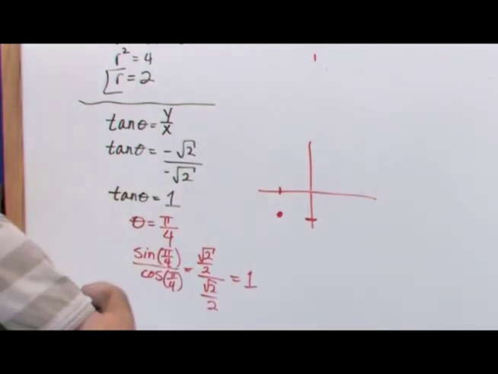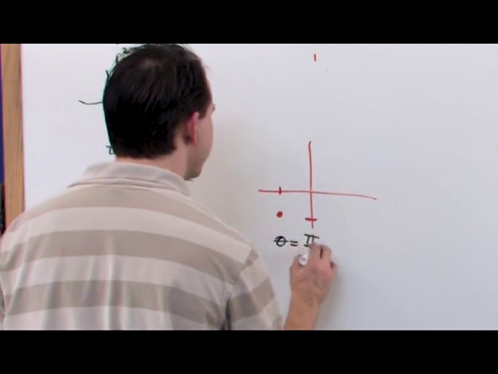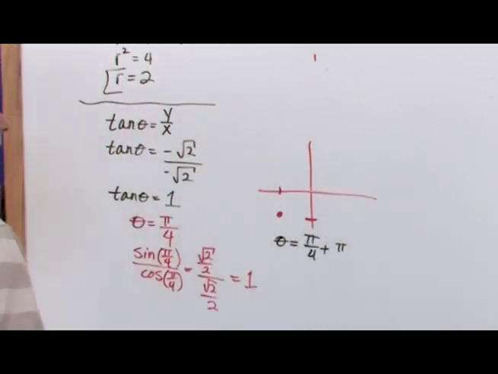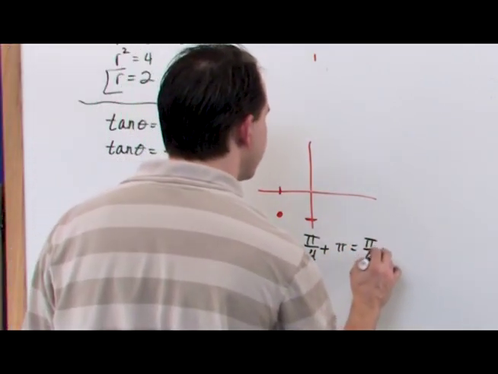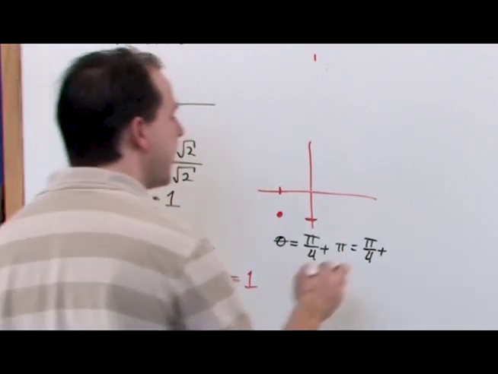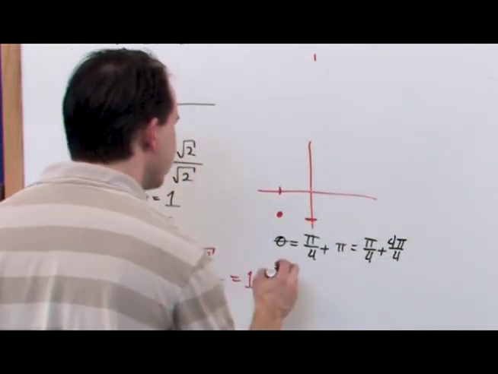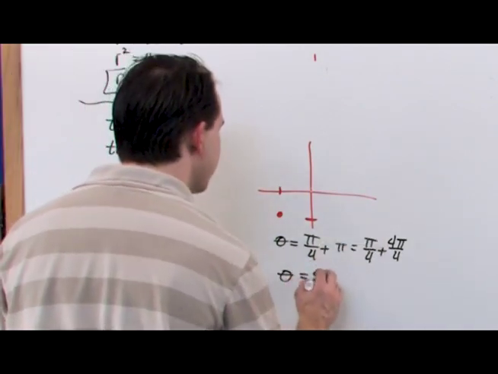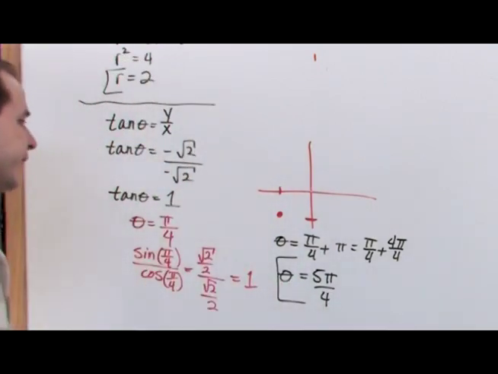So I need to add pi to map the angle I found all the way over here. So to find the answer, all I have to do is say theta is equal to pi over 4 plus pi. I'm just going to take it and add pi to it. So that's pi over 4 plus, and I'm going to have to make this pi 4 pi over 4 in order to add them, because I want a common denominator. So the angle is going to be pi plus 4 pi, which is 5 pi over 4, and that is the angle.